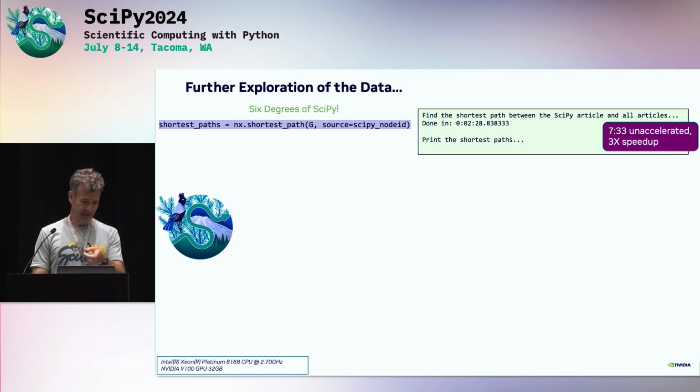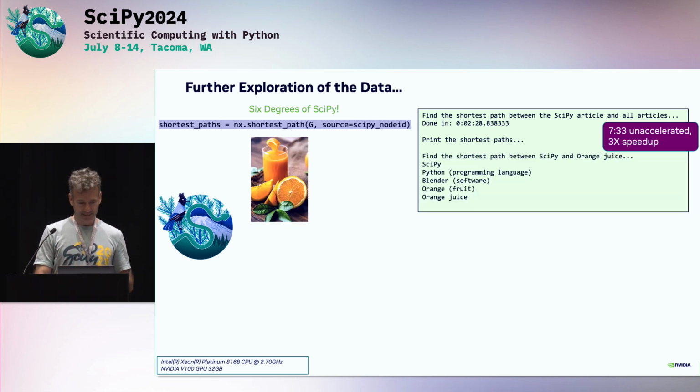The first thing we did was run shortest paths, starting with SciPy to all the other nodes in the graph. Unaccelerated, that took over 7 minutes. We turned on NX cuGraph, and we got a decent 3x speedup. So we print some random topics here. How is SciPy connected to orange juice? Well, it is, and you can see the way it is connected via that path.